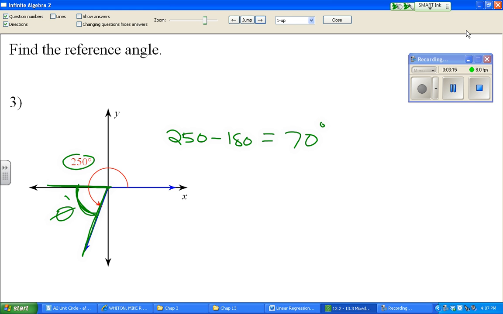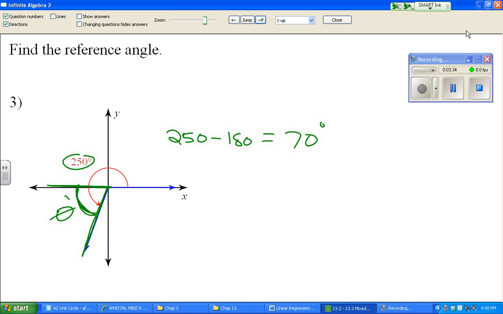Okay, and it might seem a little weird. I know the reference angles are usually 60 or 30 or 45, but it can technically be anything. We just couldn't find the sine of that or the cosine. We couldn't find a trig value of it, but we can still find how big the angle itself is. Okay, so that one was 70 degrees.